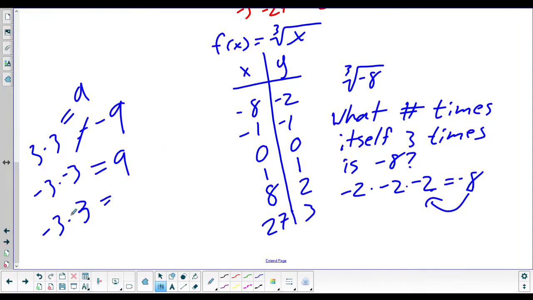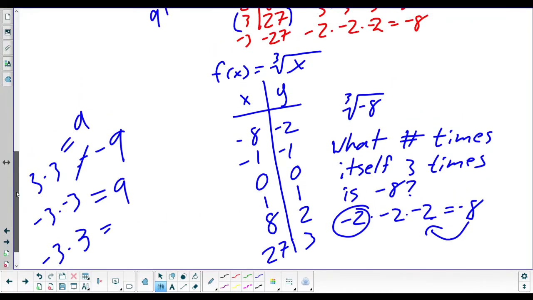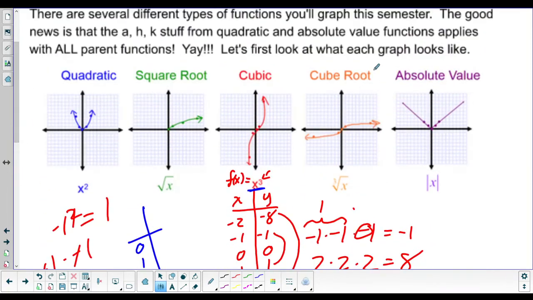So you can't take even roots of negative numbers, but you can take odd roots of negative numbers, because you'll always have one leftover negative to turn it negative. Okay? So our cube root function is just the inverse of the cubics. And we learned about inverses in our last unit. Okay, so there's how we get these graphs. We're going to worry about the transformations now.